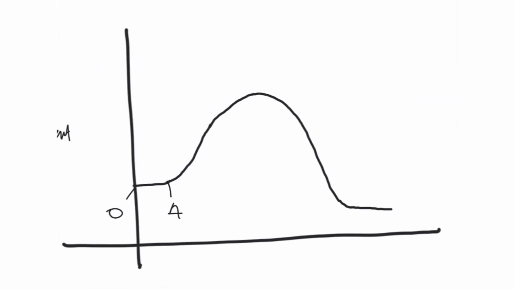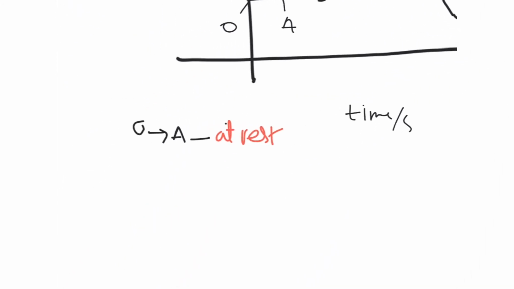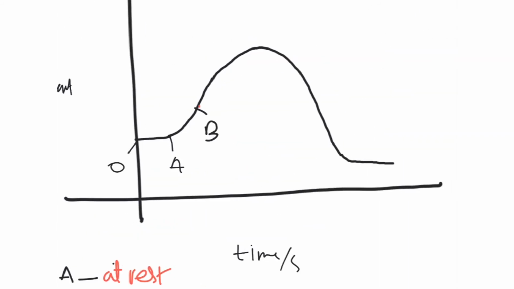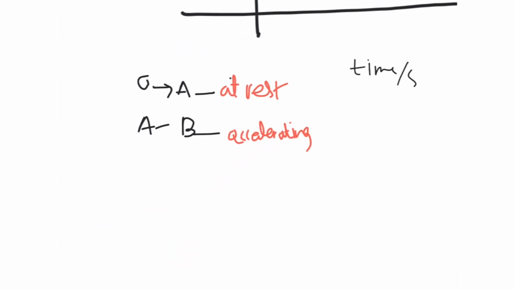Now from A to B, let's say, the gradient is increasing, so we can say that from A to B the body is accelerating. Now from B, let's label this point C. From B to C, the gradient is getting less steep and the gradient is decreasing actually. The curve is like this. So it means that the gradient is decreasing. So we can say that from B to C the car is decelerating.